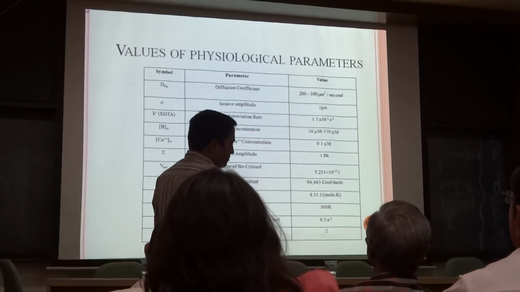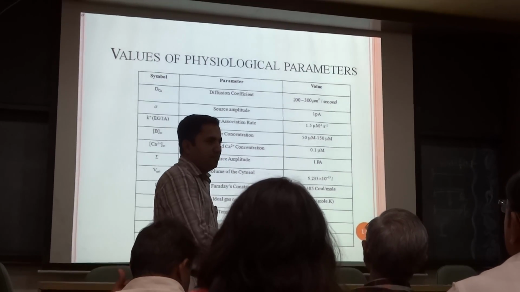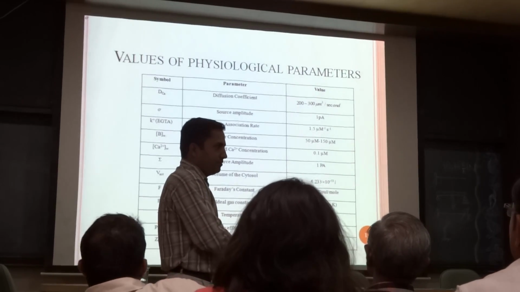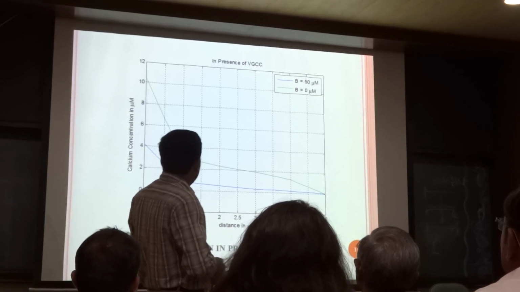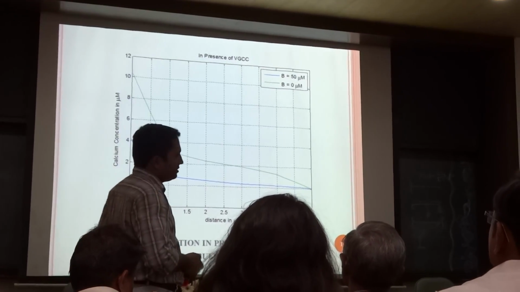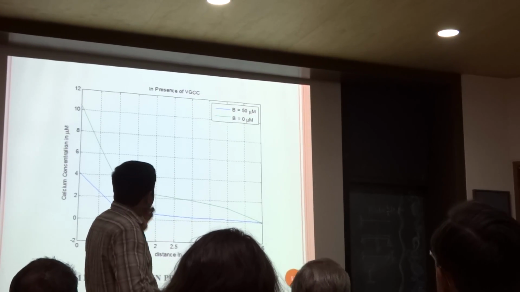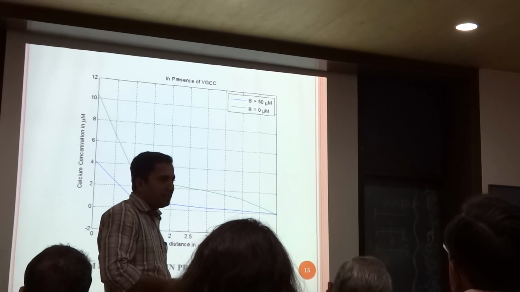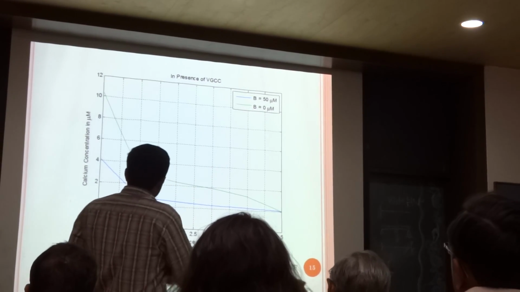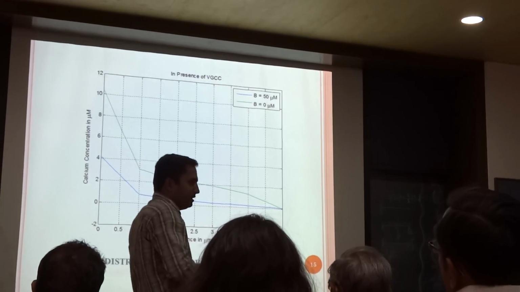These parameters, particularly these parameters, I have used here. If you go for other cells, they vary from cell to cell, so we have to change the parameters. Here we find that calcium enters into the cell due to the voltage-gated channels. In the presence of voltage-gated channels, it increases the calcium concentration. Here we see that it goes up to higher than 10 micromolar.